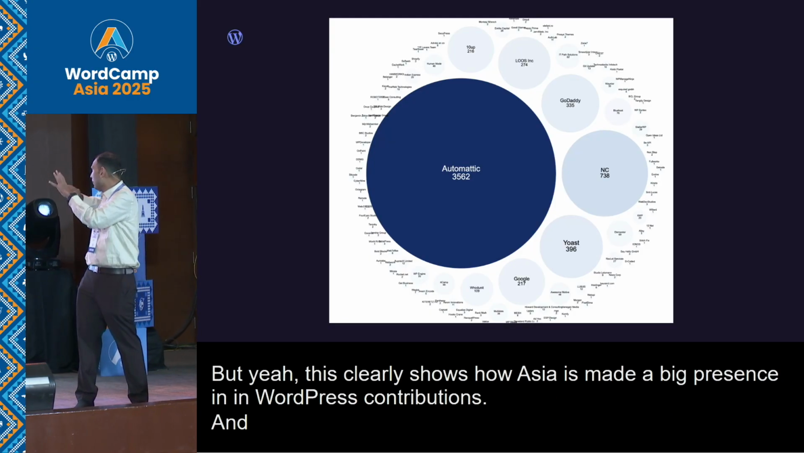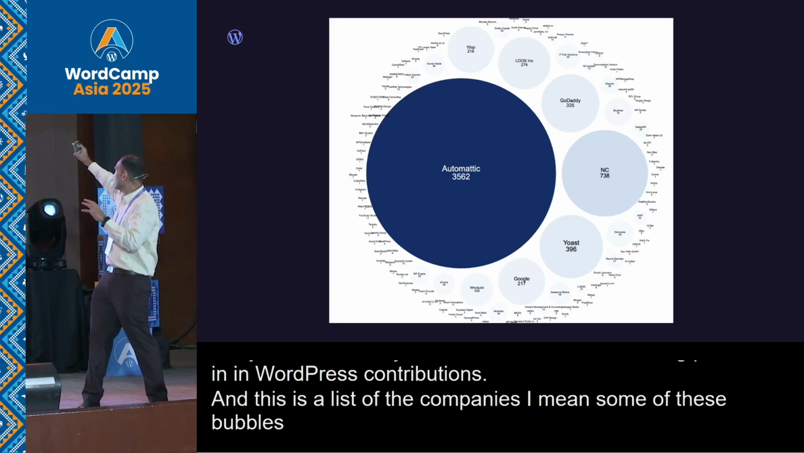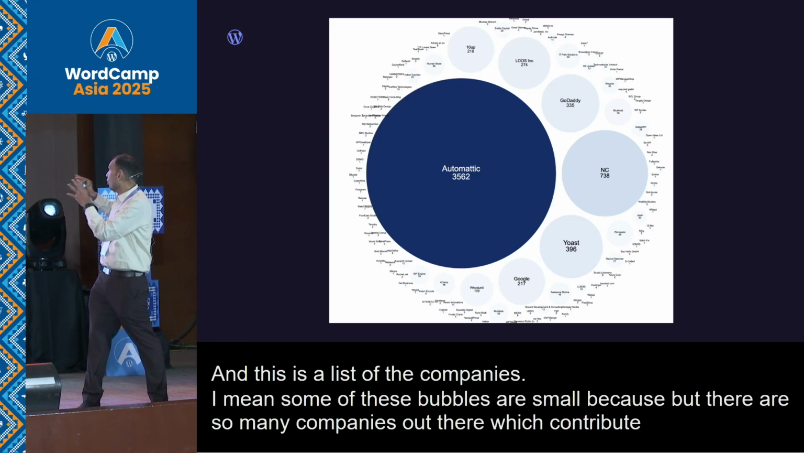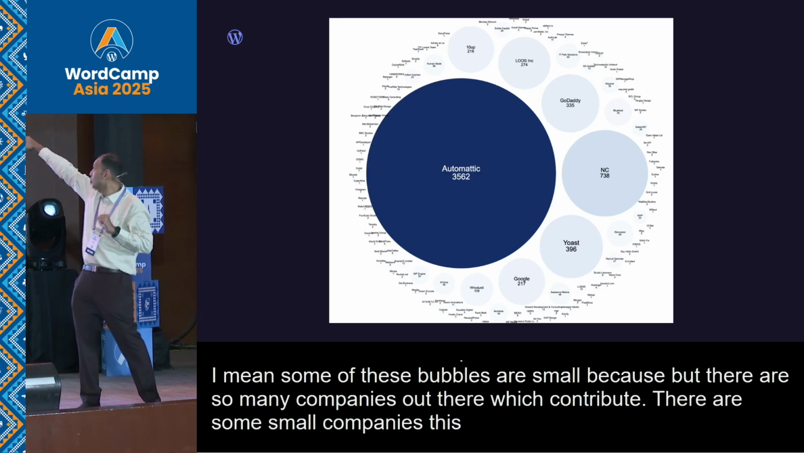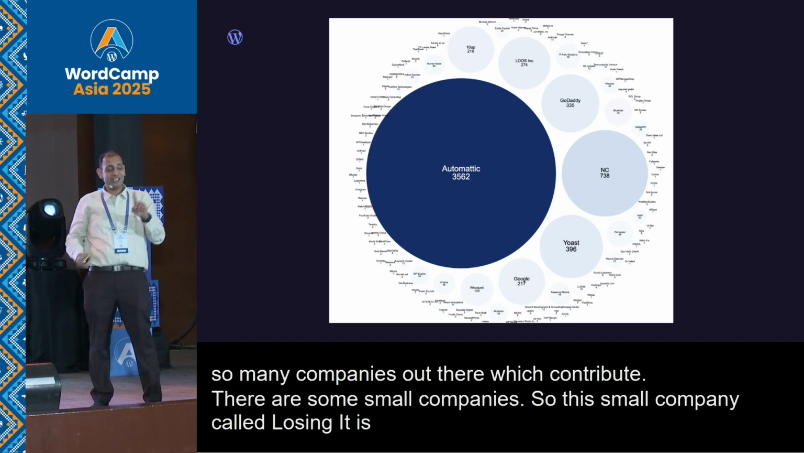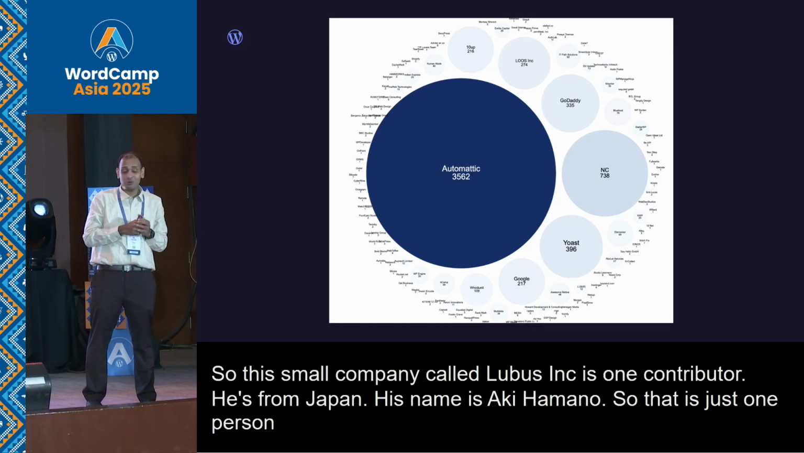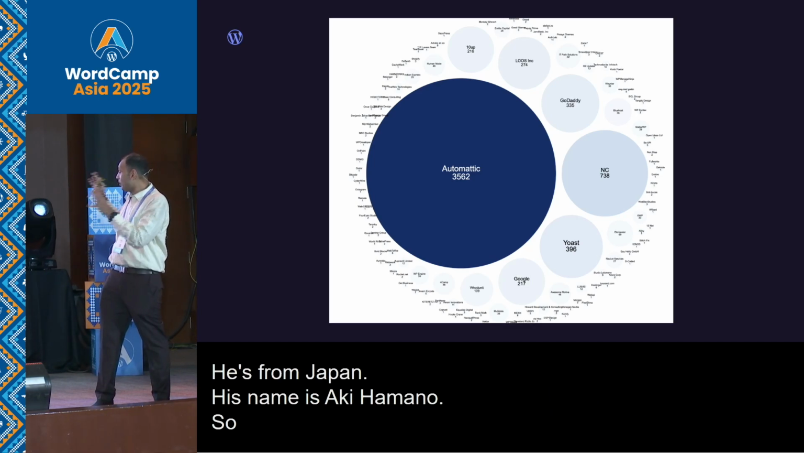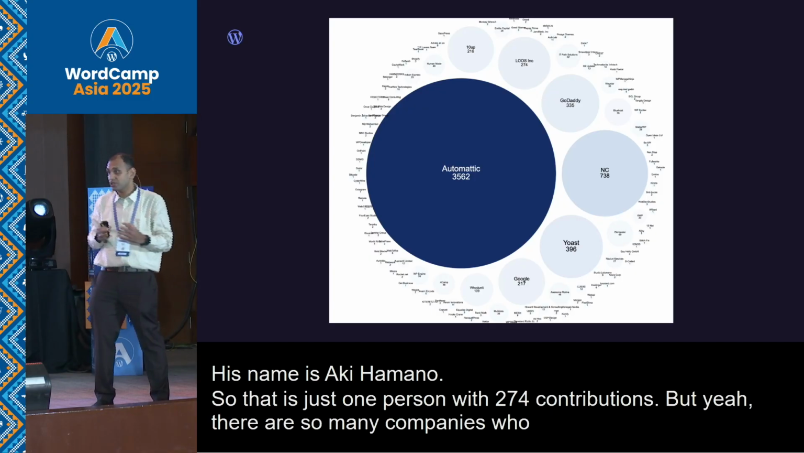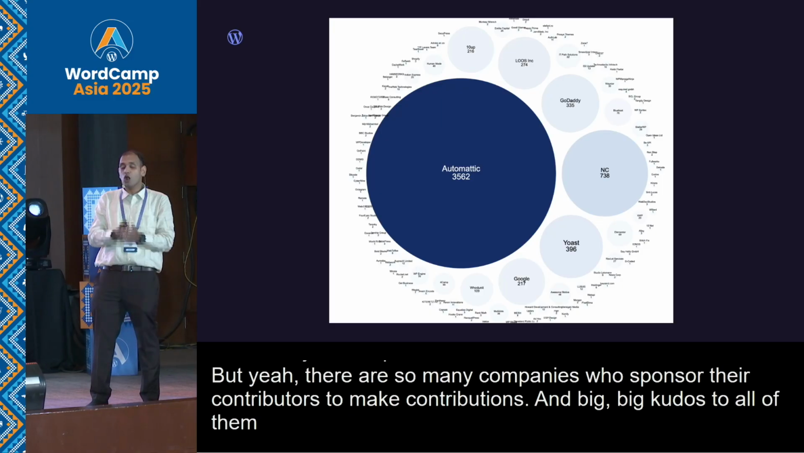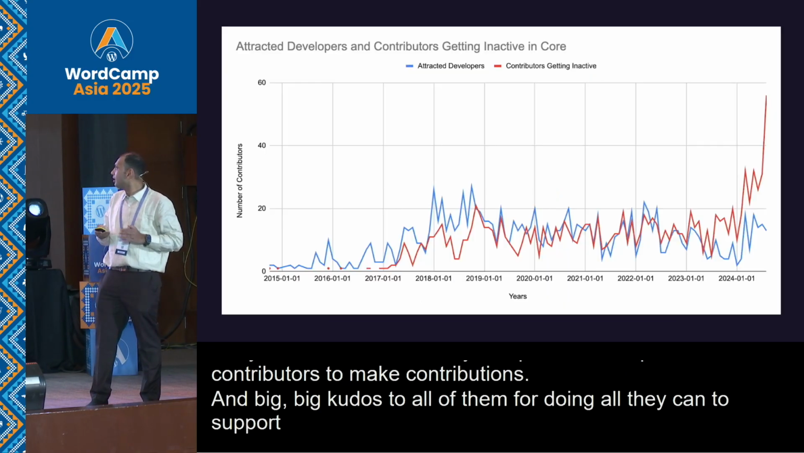This is a list of the companies. Some of these bubbles are small, but there are so many companies out there which contribute. There are some small companies, like this small company called Loose Inc. It is one contributor. He's from Japan. His name is Aki Hamano. So there is just one person with 274 contributions. But there are so many companies who sponsor their contributors to make contributions, and big kudos to all of them for doing all they can to support WordPress.